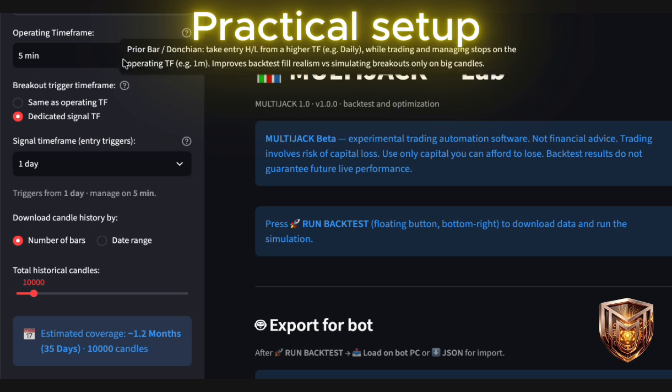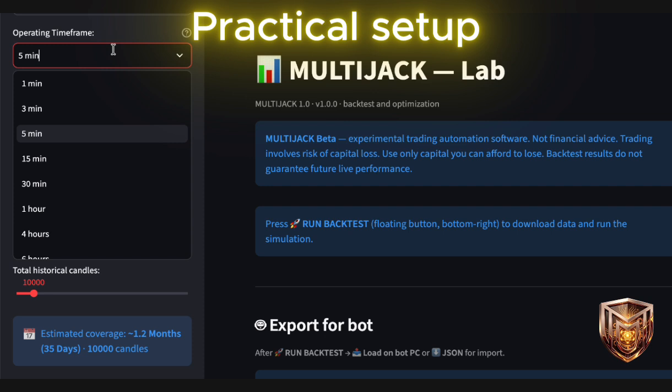One level a day with continuous minute-by-minute control, or, if you prefer, everything on the same time frame.